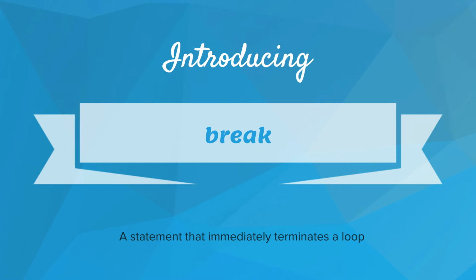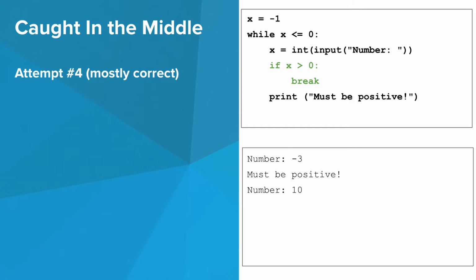break. Break is a statement that immediately terminates a loop. Okay, let's see it in action. In this program, we use an if statement to explicitly check the value of x immediately after the user types a number in. If x is, in fact, positive, the loop should be finished. We use the word break to terminate the loop.